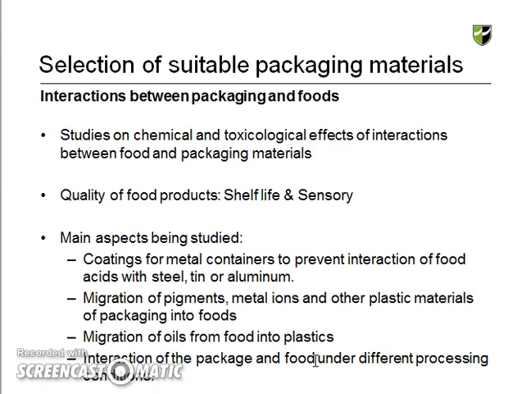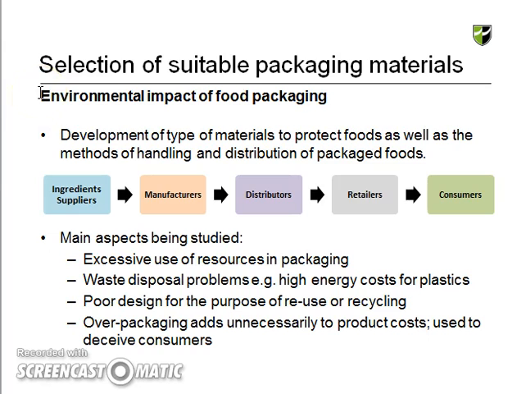in different processing conditions. Besides looking at the interactions between packaging and foods, we also have to understand the environmental impact of food packaging. We will have to develop types of products to protect the foods as well as to handle and distribute the packaged foods properly. So the distribution of the food packaging will be firstly from the ingredient suppliers. They will sell it to the manufacturers, who will sell it to the distributors, who will sell it to the retailers such as NTUC, Cold Storage, and we as consumers will purchase it from the retailers.